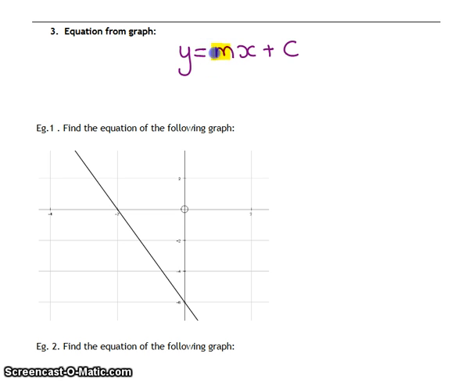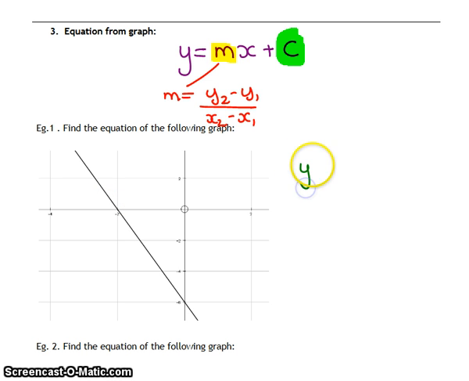Quick recap, we know m is gradient. We know that there is a formula on our formula sheet which says gradient is y2 minus y1 over x2 minus x1, and we know that c is the y-intercept. So let's go to our first example. Find the equation of the following graph.